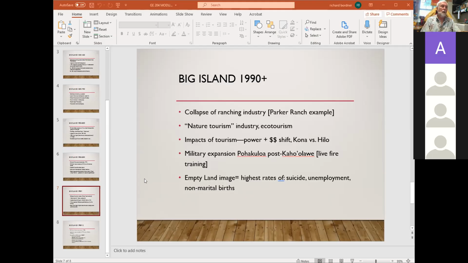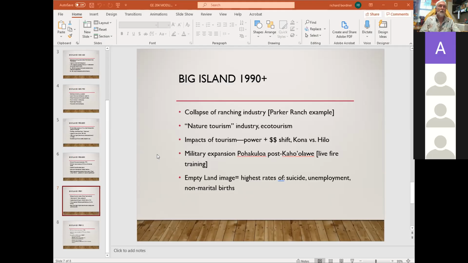The Big Island has the highest suicide rates in the Hawaiian Islands. It has the highest rate of unemployment, even more so than Molokai. It has the highest rate of non-marital births, which just means you end up as a single parent having to try to raise a kid on your own. All these are symptomatic of social dislocation and economic dislocation.